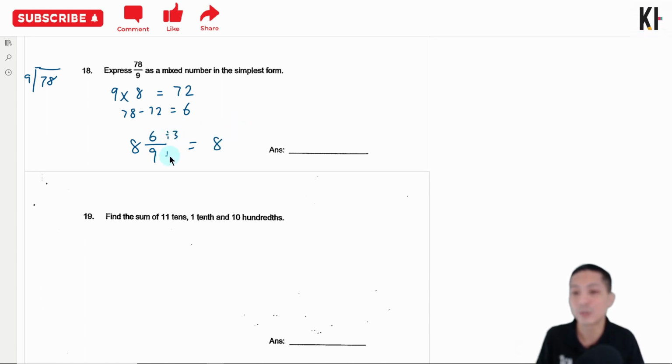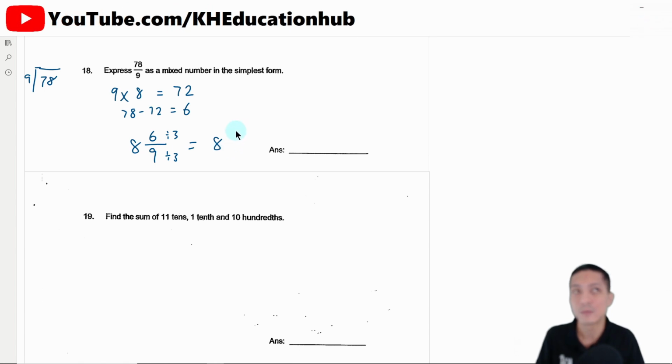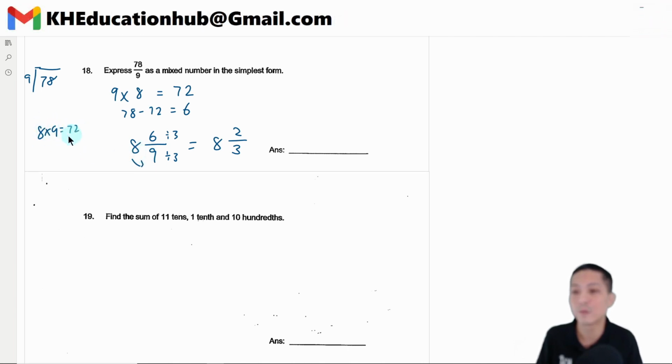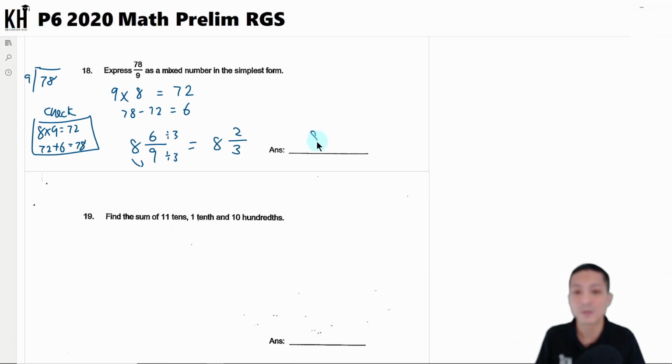Now change it into the simplest form. Divide by 3, divide by 3. That will give you 2/3. Just double check over here. 8 times 9 equals 72. 72 plus 6 gives you 78. Nice, check. So the answer will be 8 and 2/3.